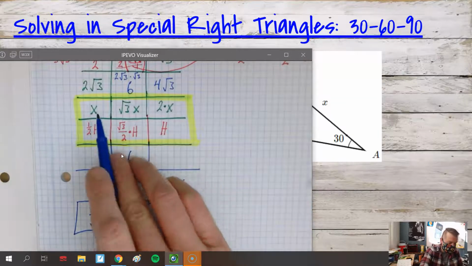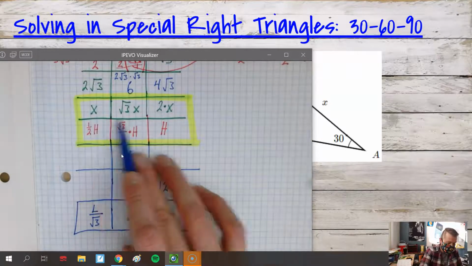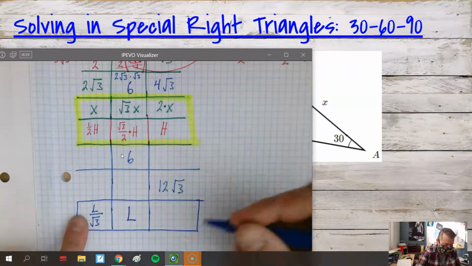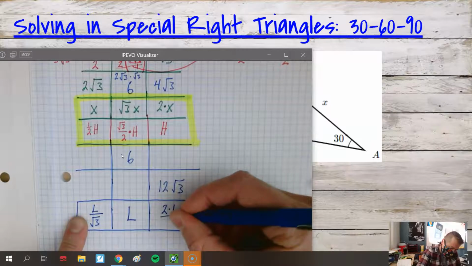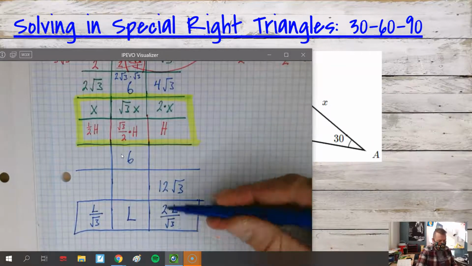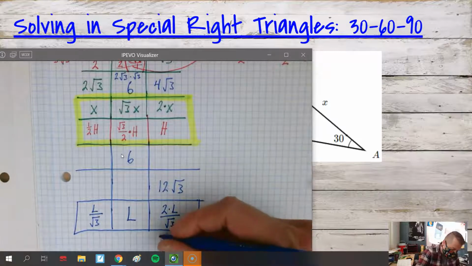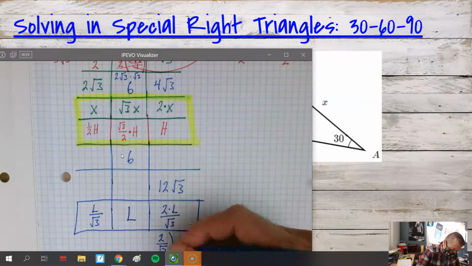And then for the hypotenuse, now that we have the short leg, we can just double that. So 2L over radical 3. Really, if we want to write this in another way, we could say 2 over radical 3. That value.